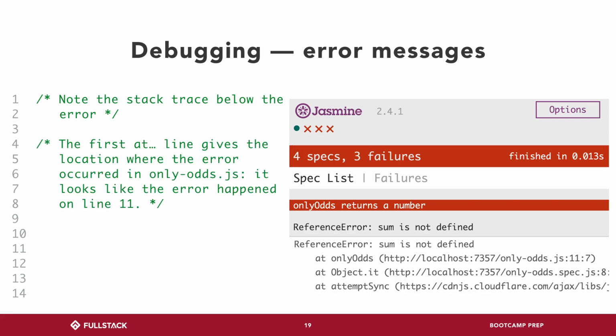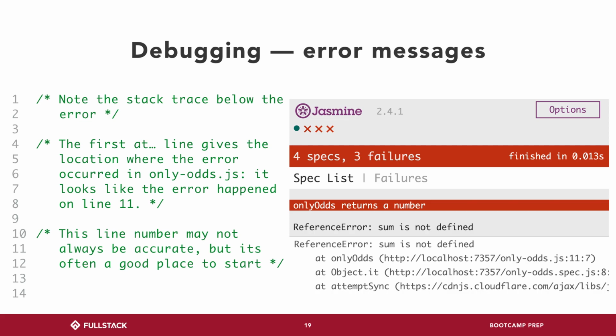So again, note the stack trace below the error. It's saying the first "at" over here is the line that gives the location where the error occurred in the file. So it's saying, hey, this function inside of this file, only-odds.js, had an error, and it looks like it happened around line 11 and possibly at character 7. So the line number may not always be accurate, but it's usually a great place to start. It's going to be somewhere around there.